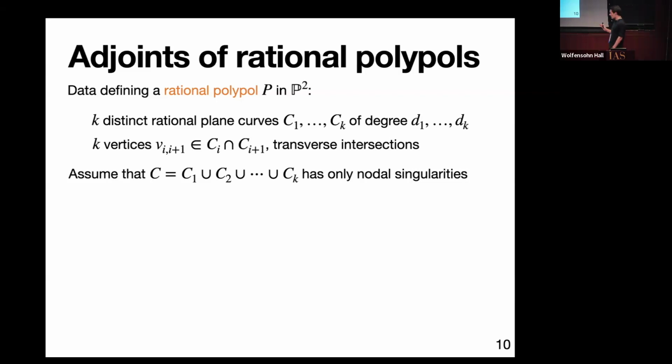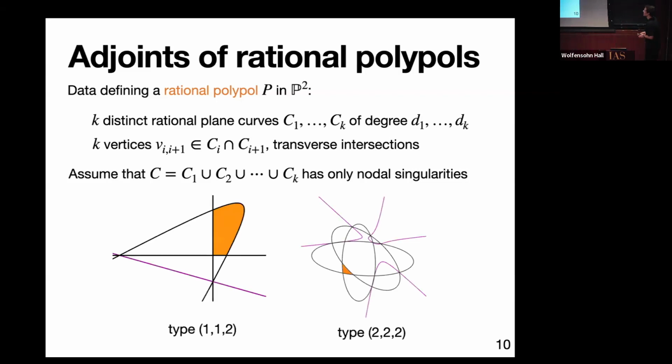For the purpose of this talk, this is not what we do in the paper, but for today, I'm going to assume that the union of all these boundary curves has only nodal singularities. Okay, so what's the idea of this definition? We want to basically consider shapes in the plane that are the nonlinear analog to a polygon. So we want things that have boundaries that are nonlinear. So this sort of looks like a quadrilateral, but one of its boundaries is given by a leg of a hyperbola.